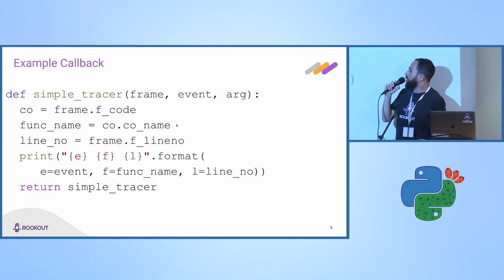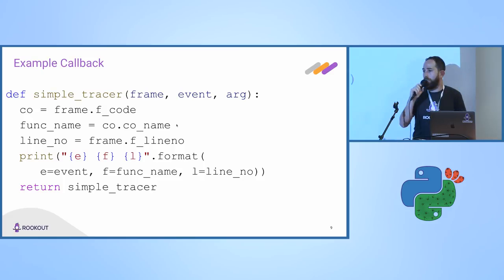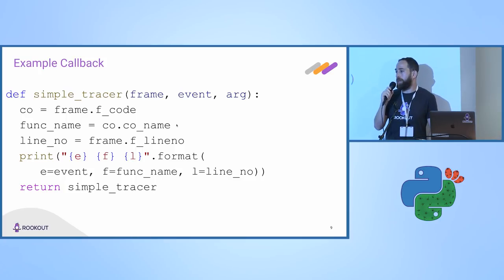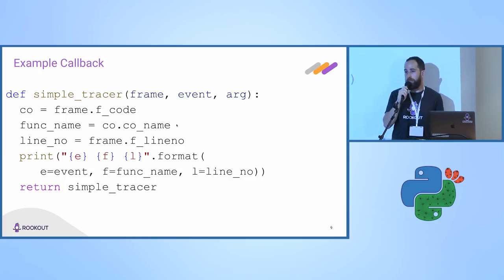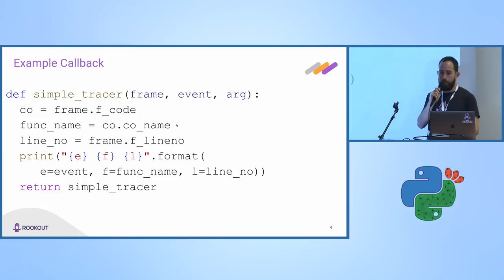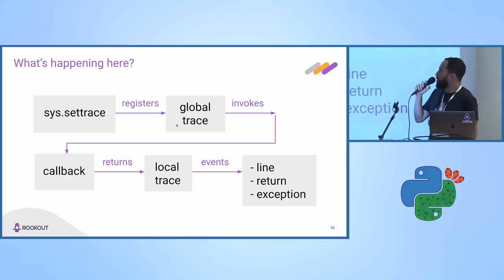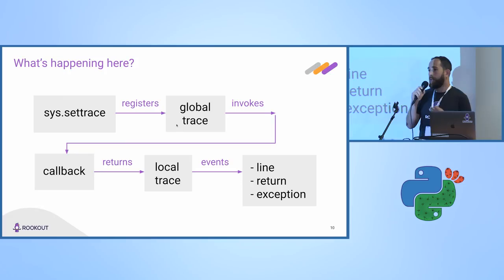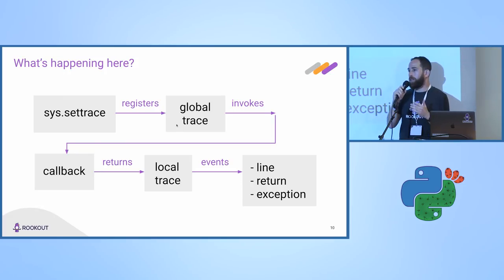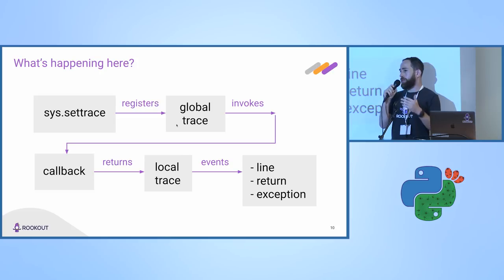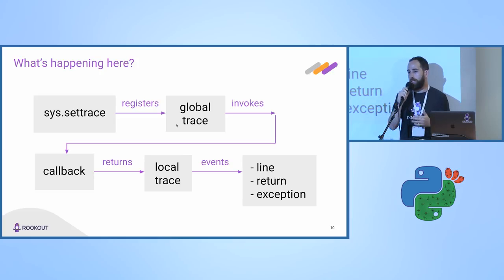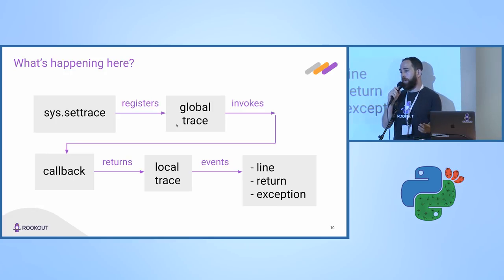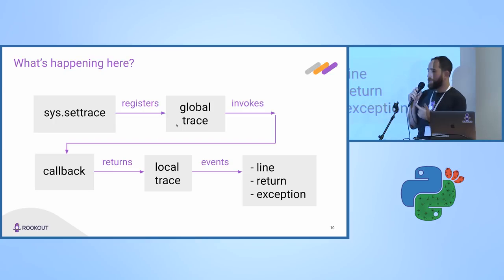As I've mentioned, simpleTracer returns itself. You would see most callbacks for sys.settrace return themselves in some or all cases. And the reason for that is because there are actually multiple callbacks behind the scenes. When you call sys.settrace, you register a global trace. The global trace is thread specific, and it's going to be invoked whenever the interpreter creates a new frame. Whenever the interpreter goes into a function, it creates a new frame, and it's going to invoke us with the call event. What we return from that callback will be the local trace.